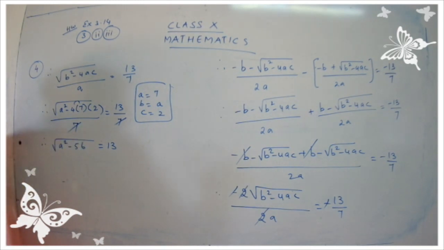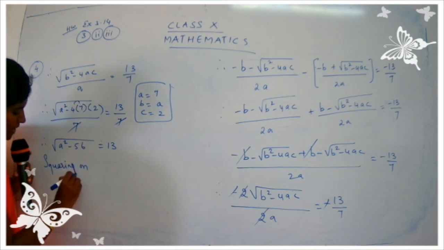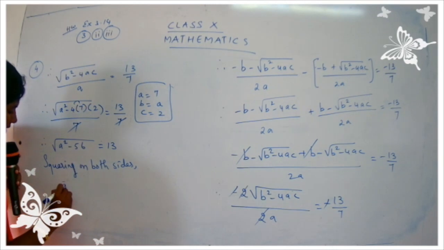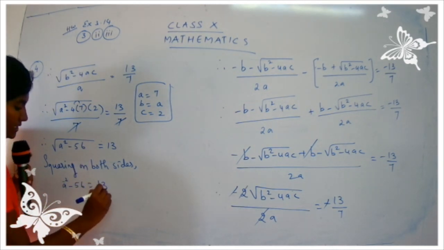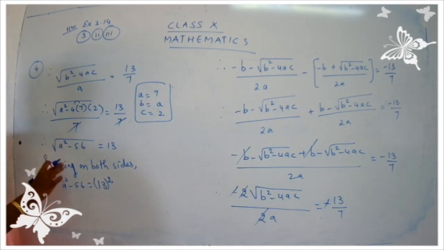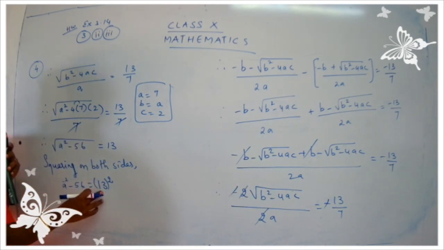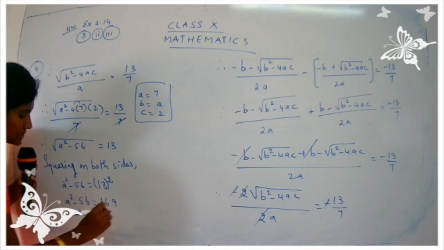So what are you going to do? You have to square on both sides. Whenever you do square, it should be done on both sides. Squaring on both sides. 8 square minus 56 is equal to 13 square. When I square this side, the square root sign goes and 13 will turn to be 13 square. So 8 square minus 56 is equal to 169.